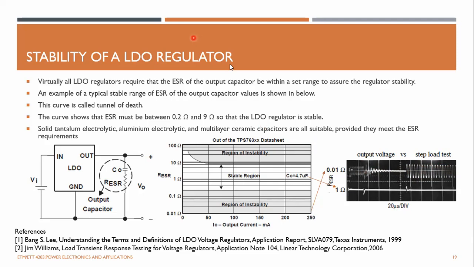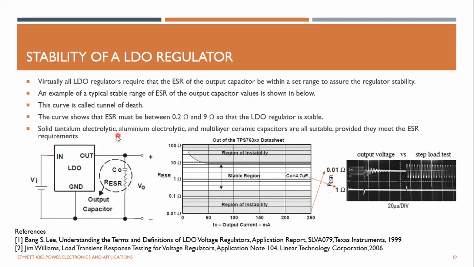So you might think LDOs are very simple devices. You have an input, an output and a ground pin. But if you don't pick your ESR to the right value using this table, you will end up with a very bad system. You won't get any regulation, right? So always look at the manufacturer's specifications and select your ESR value for the capacitance.